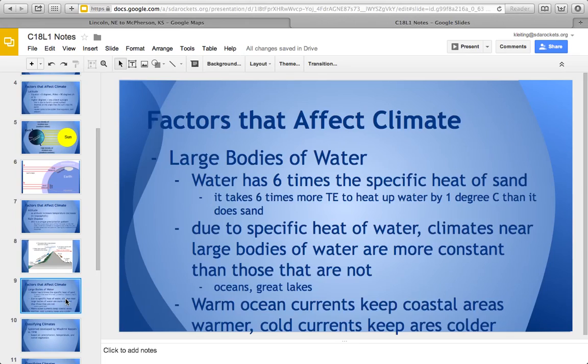Large bodies of water. Water has 6 times the specific heat of sand. It takes 6 times more thermal energy to heat up water by 1 degree Celsius than it does sand. So it just takes a lot more energy to get water warm. So due to the specific heat of water, climates near large bodies of water have more constant temperatures than those that do not. So things near the oceans are more moderated.